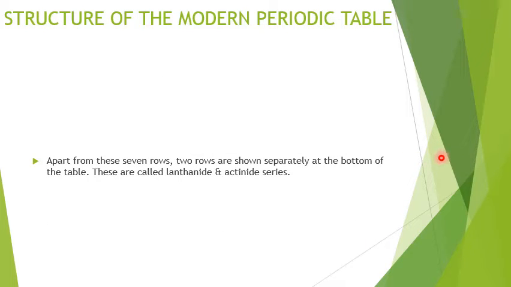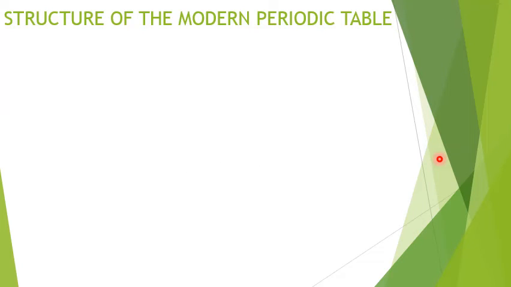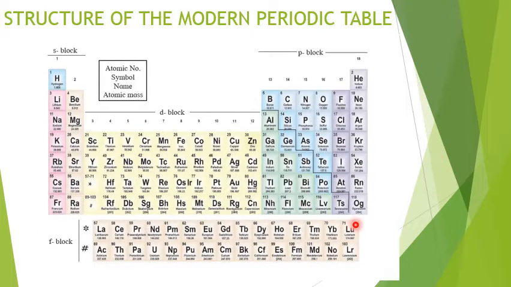Apart from these 7 rows, 2 rows are shown separately at the bottom of the table. These are called the lanthanide and actinide series. They are named after their first elements, lanthanum and actinium, and their position is here. They are made into a series because all the elements present in the series resemble each other and have almost similar properties. Is that clear?